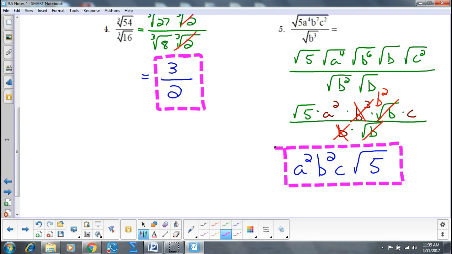Any order that fits, preferably alphabetical. You can't put the square root of 5 first. I would put your radicals last whenever possible, okay? Because then your tendency is to extend that radical over everything else.